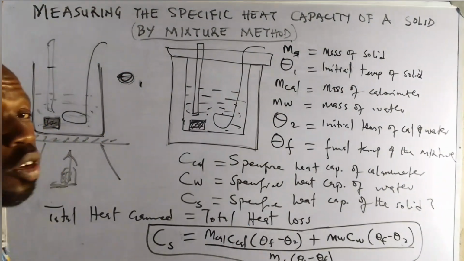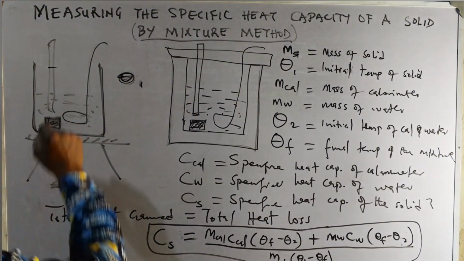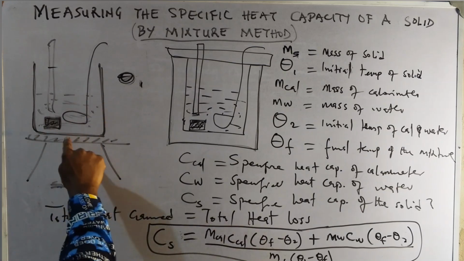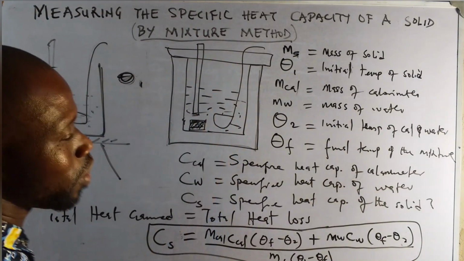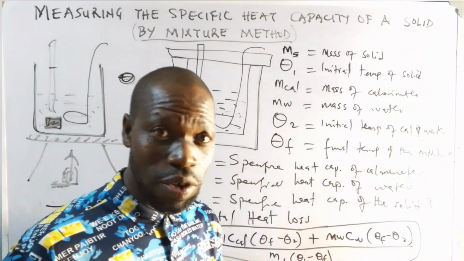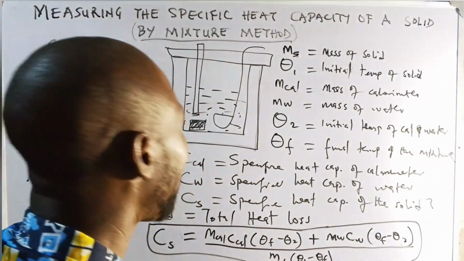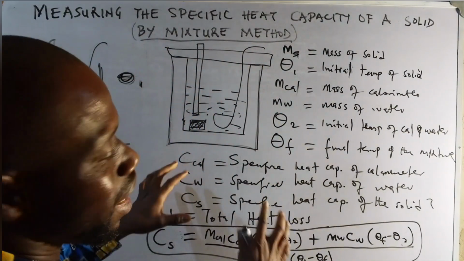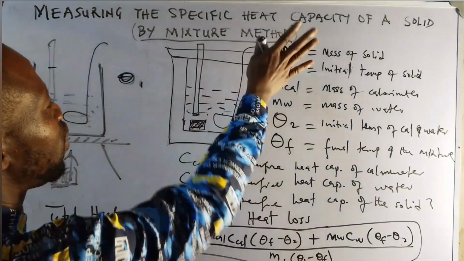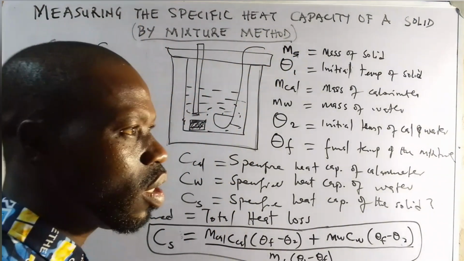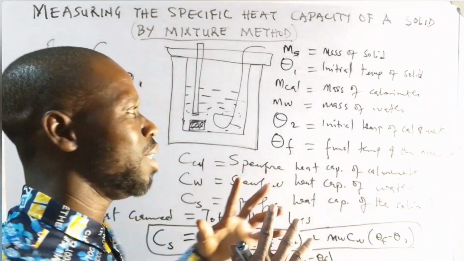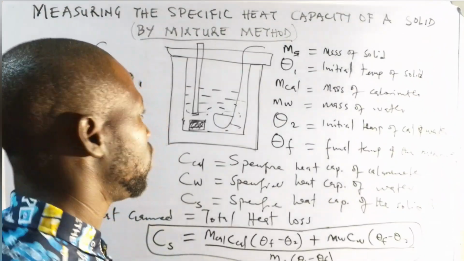Number three, when transferring, also make sure you shake off any water that may be on the solid so that it will not add to the mass of water here. Shake it off. The fourth precaution is to make sure that the calorimeter is well lagged and well covered so that you minimize heat loss either by conduction or by convection, right?